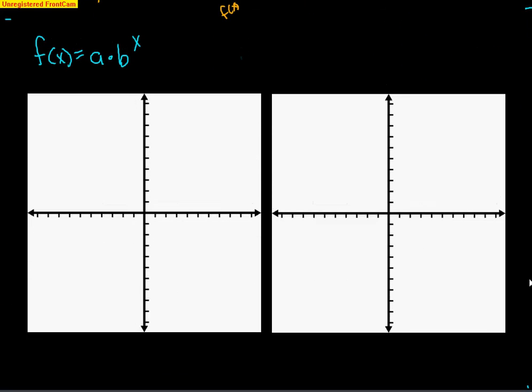All right, so if we want to get some basic ideas here of what this graph's going to do, it's pretty simple. If your b value here is greater than 1, then you're going to cross the y-axis at a. So whatever your initial value a is. Because remember, b raised to 0 is always going to be 1. So you're always going to start at a. And as you go to the right, you go up. As you go to the left, you approach 0.